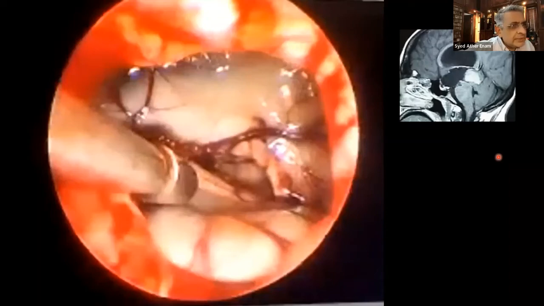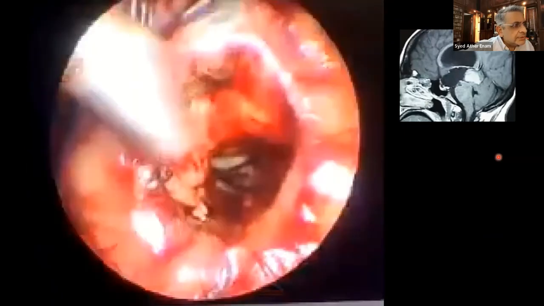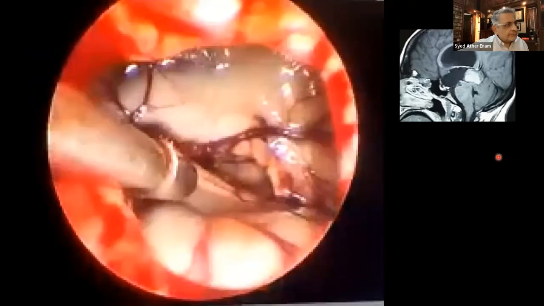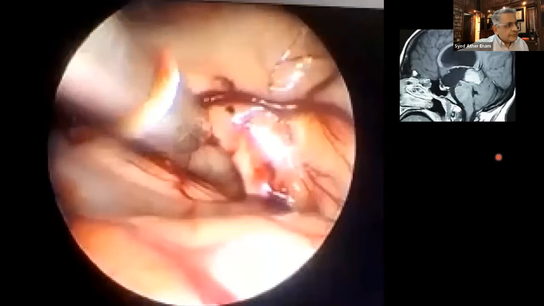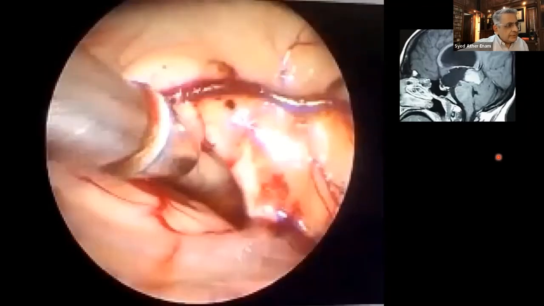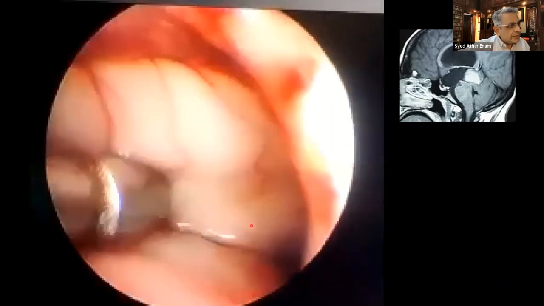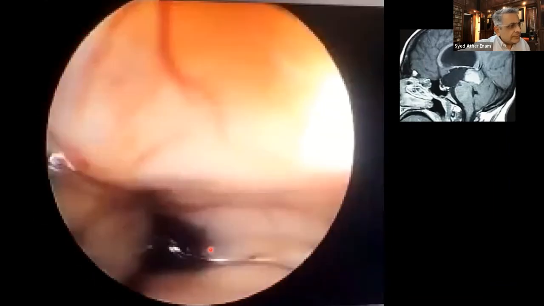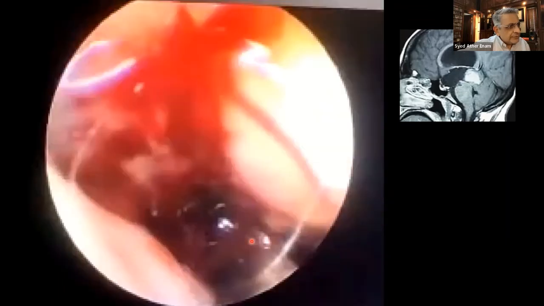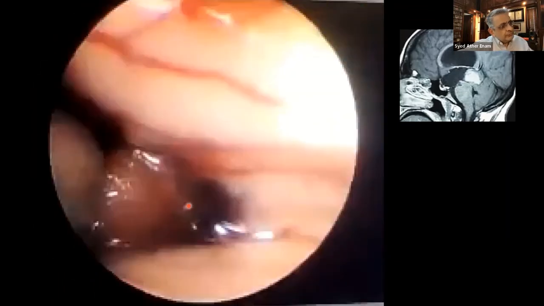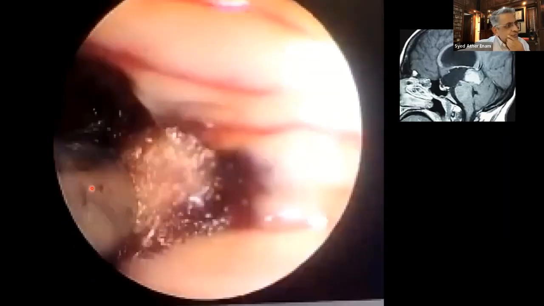ETV, and if you look at this one, going through here, right? So this is after resection. Anteriorly over here would be the previous ETV, and as we look back, this is the cerebral aqueduct, and this is where the tumor was. We could actually see the roof of the third ventricle also.